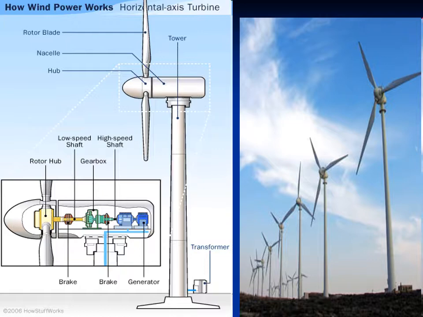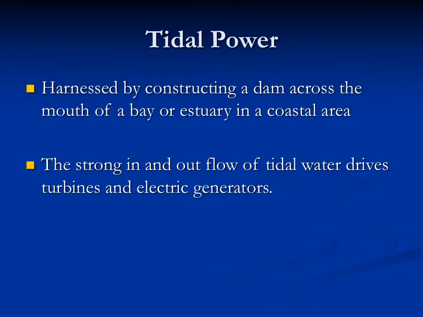So here's a diagram and then a picture, so you see how big they are. You need a lot of land in order to put these up. And then this left diagram is a picture of the inside of a wind turbine. You can see what's going on inside of it: the gearbox, the two different shafts, the rotor hub, and then the generator and the brakes.